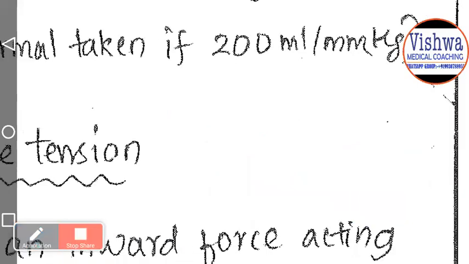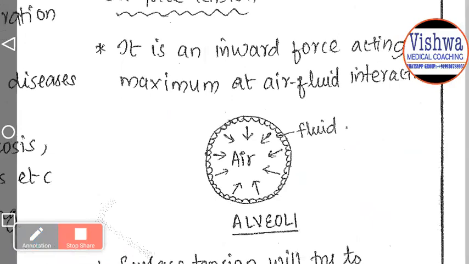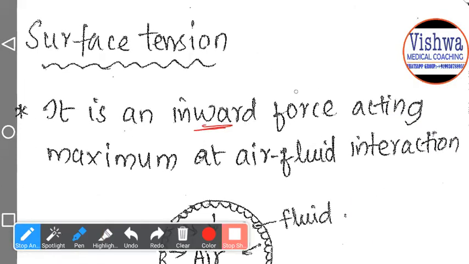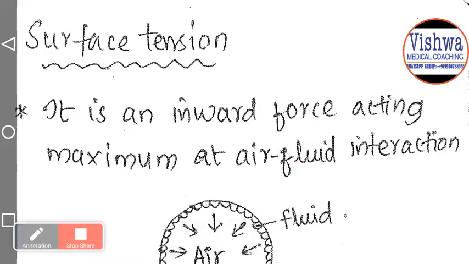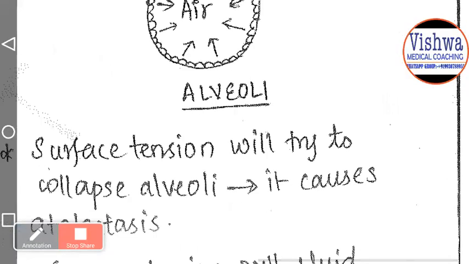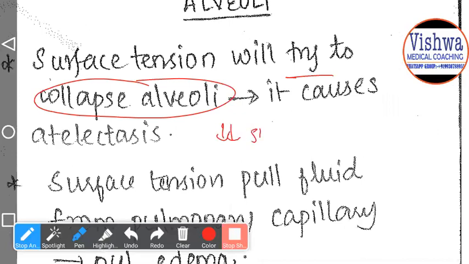And if this surfactant is not there, there is a disorder called respiratory distress syndrome. Surface tension is an inward force acting maximum at the air-fluid interface, that means at the molecular attraction. Surface tension will try to collapse the alveoli, and this is what is reduced by the surfactant.